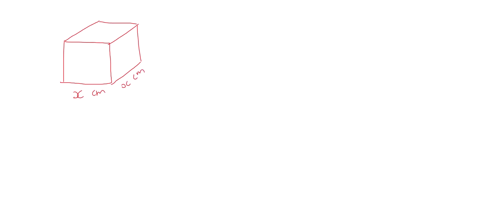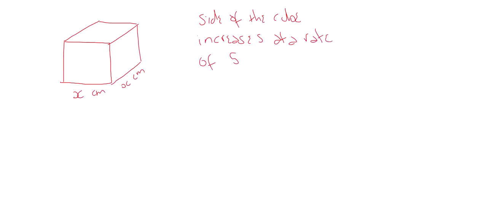Okay, so what I am told is the side of the cube increases at a rate of 5 centimeters per second. Do you use this notation in physics? Great. You should be familiar with it. S with the little -1 means per second. All right. So at 5 centimeters per second, the side of the cube increases at that rate.